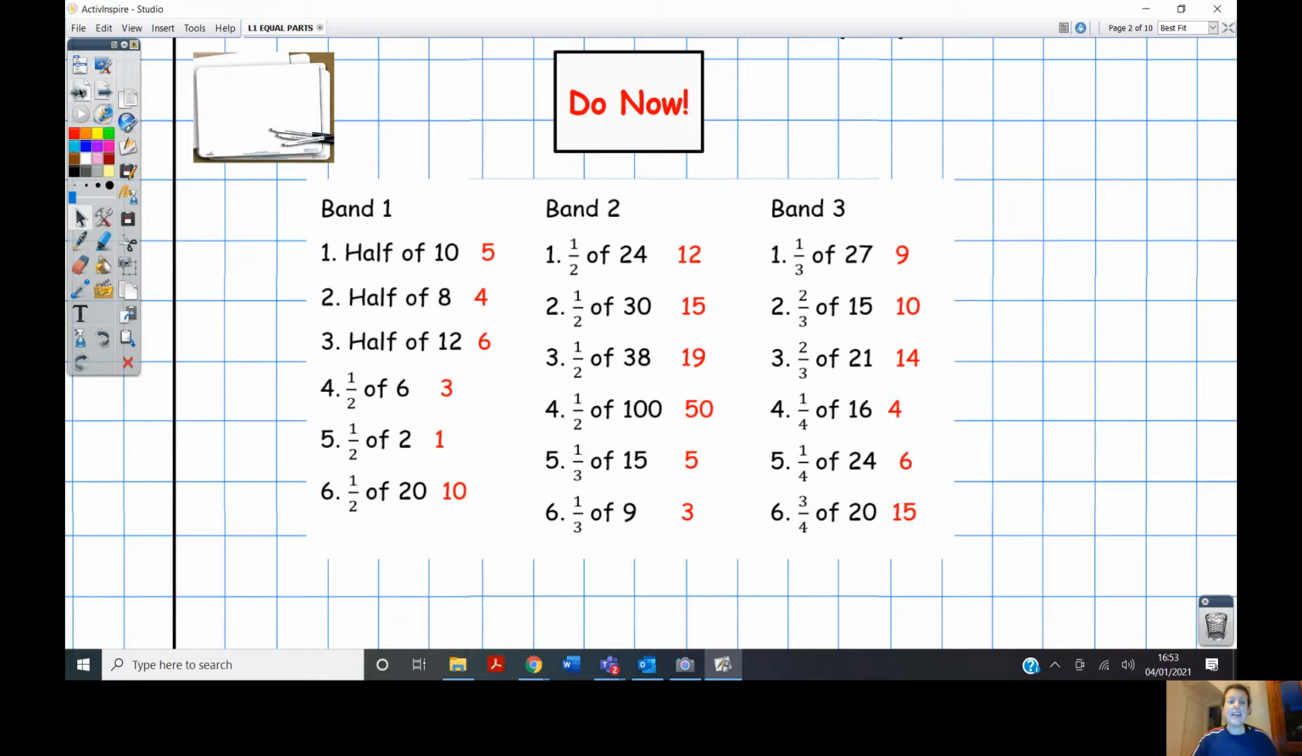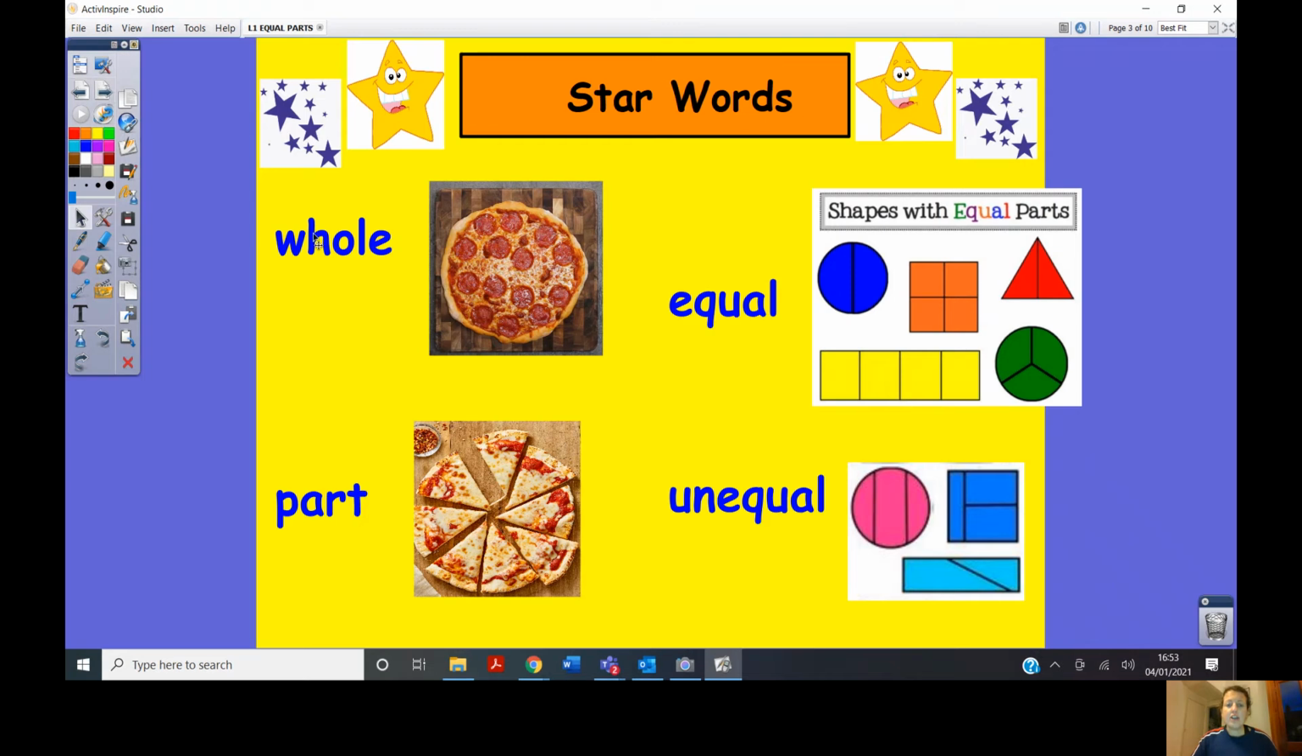So, as I said, today we are going to be looking at identifying the equal parts of shapes. So here are star words. We're going to do my turn, your turn. I'm going to say the word, and then I want you to say the word back to the screen. It's the best way to learn new vocabulary.